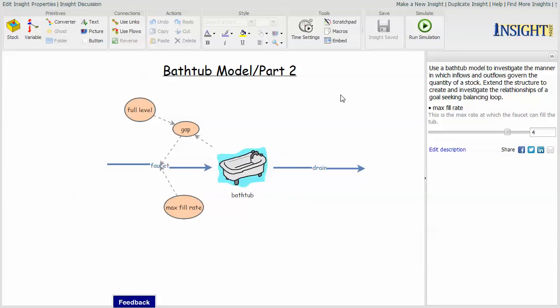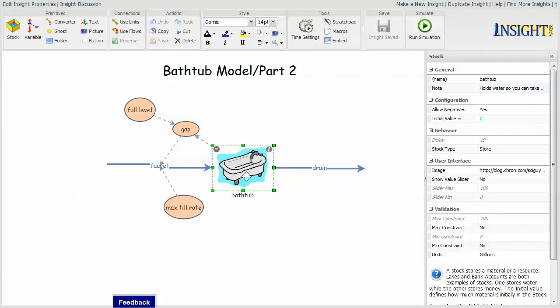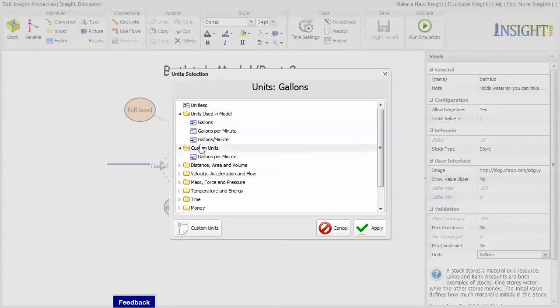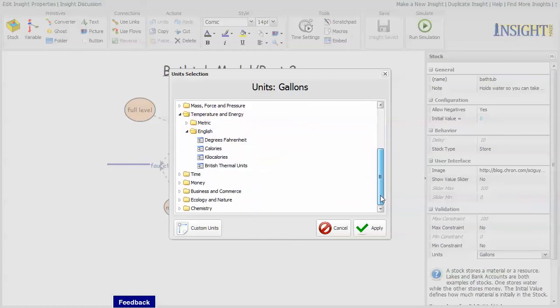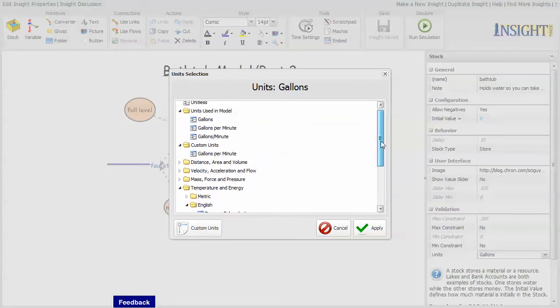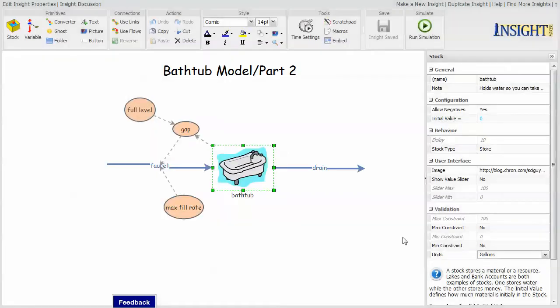So within a model, within Insight Maker, you can identify a set of units for an entity. You can do that by selecting over here on the parameters bar on the right hand side, selecting the units, and selecting a unit from the pop-up window. There are a large number of typical units already defined within Insight Maker that you can use in terms of business, commerce, and money and time, and temperature and pressure and distance, those kinds of things.